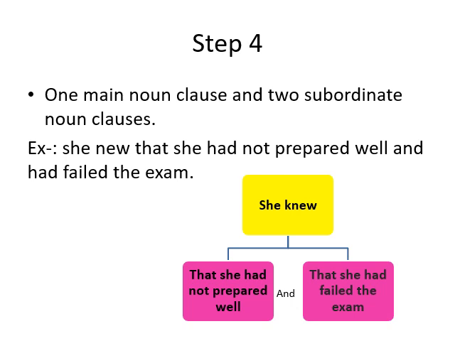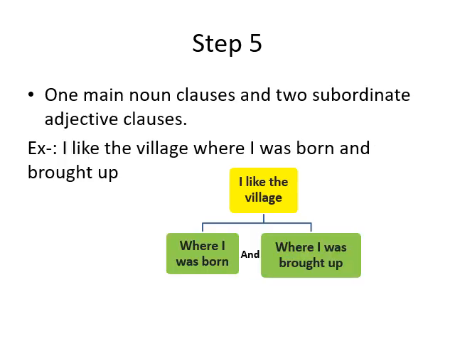Now we proceed to step 5. One main noun clause and two subordinate adjective clauses. I like the village where I was born and brought up. So we have two adjective clauses describing the village. What is one? I was born there, and the second one describes I was brought up there. I grew up there. So there, I like the village is the main clause. What kind of village is described in the subordinate adjective clauses which are combined to each other with and.